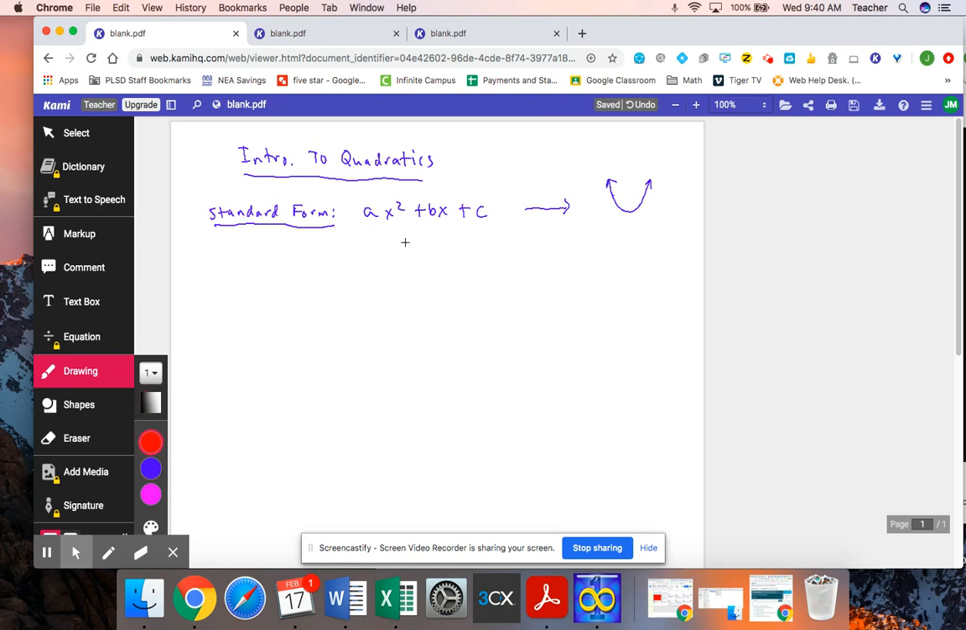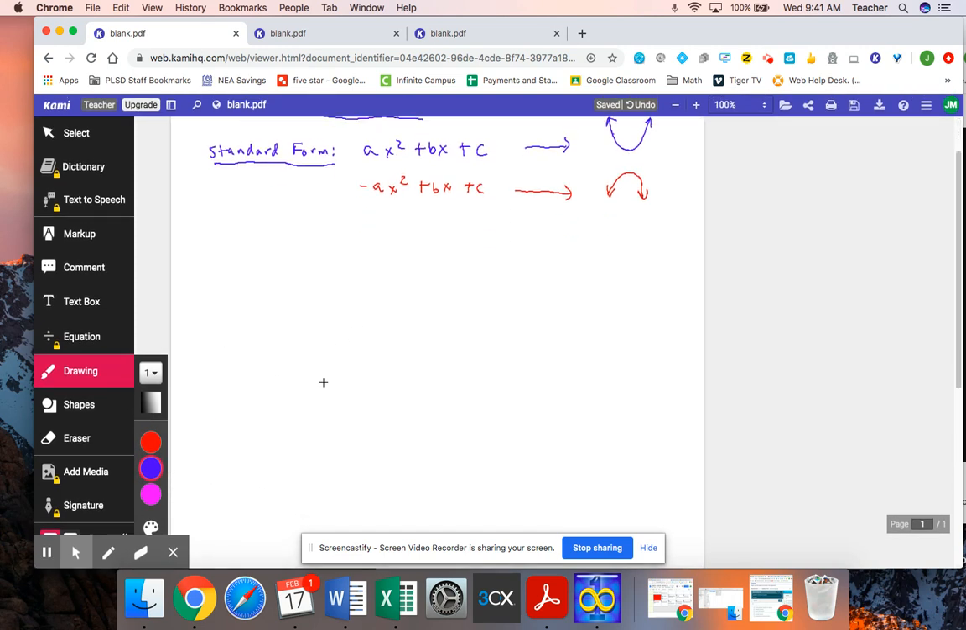Now, if I were to do one where the A was negative, so everything else the same, then what that negative does is that it makes it go downwards. That's all. So it's really based on the A, whether it's upwards or downwards. All right. Let me just do a quick little example and point out a couple of major things.